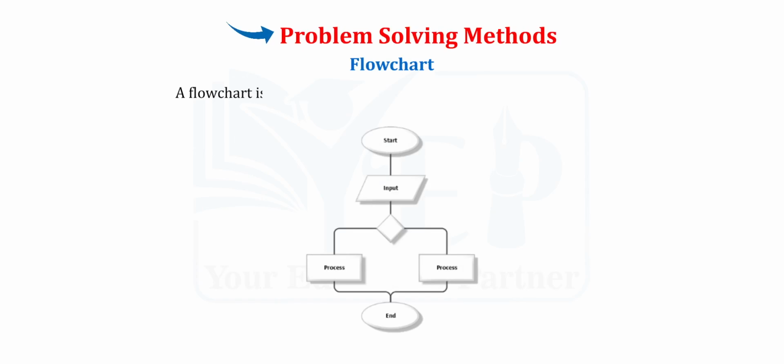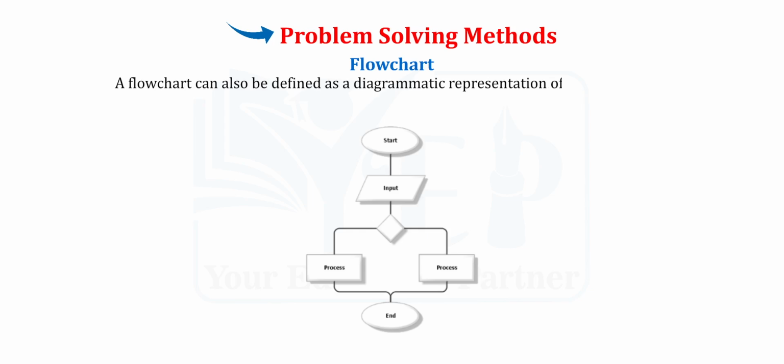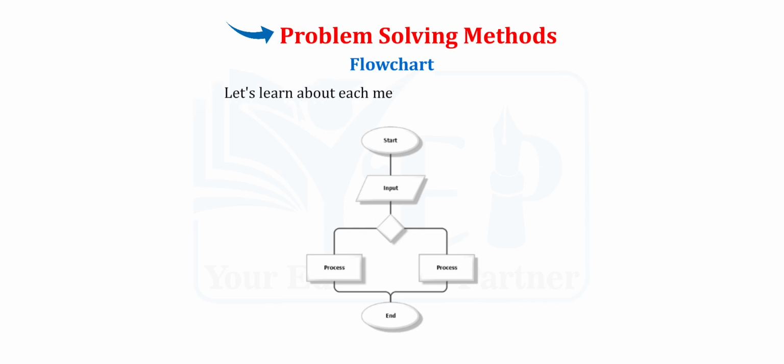Flowchart. A flowchart is a pictorial representation of a workflow or process. A flowchart can also be defined as a diagrammatic representation of an algorithm, a step-by-step approach to solving a task. Let's learn about each method in detail one by one.